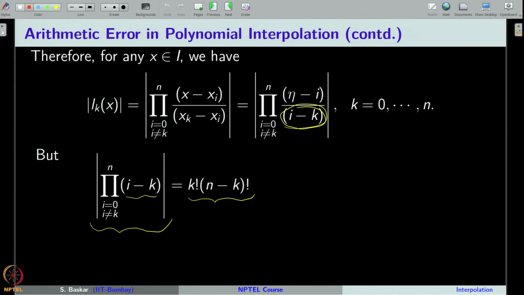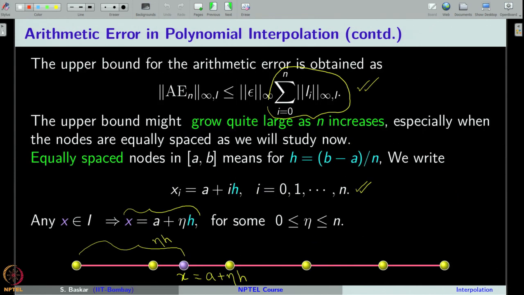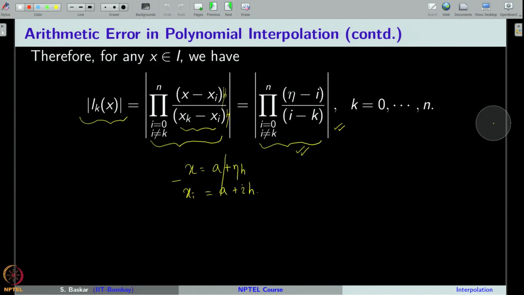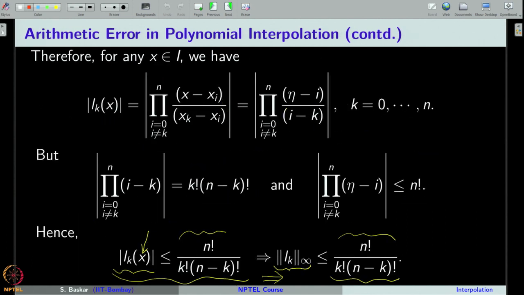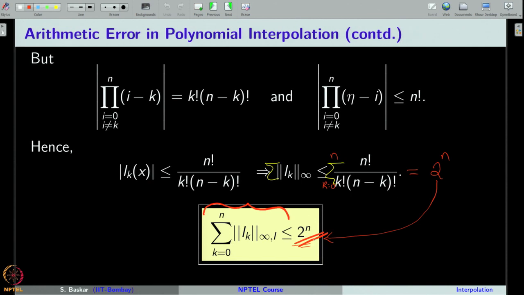Just remember that this quantity which we have shown to grow exponentially is sitting on the upper bound of the arithmetic error. That is why we made this statement that the upper bound grows quite rapidly, because it is growing exponentially. That is what we have seen here. Well, only the upper bound is growing very rapidly. Does it mean that this quantity will also grow rapidly? Well, that is not always true.